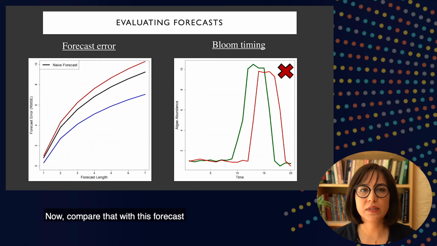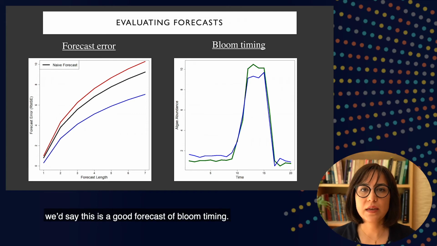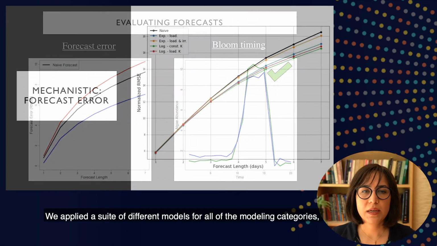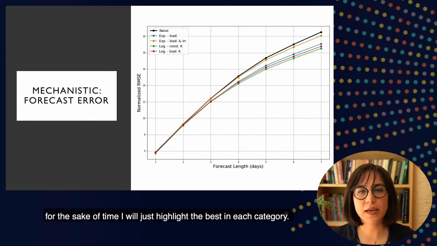Now compare that with this forecast. It is a little further off from the real time series before the bloom, but the forecast of the bloom start and end match almost perfectly. We would say this is a good forecast of bloom timing. We applied a suite of different models for all the modeling categories. For the sake of time, I'll just highlight the best in each category.